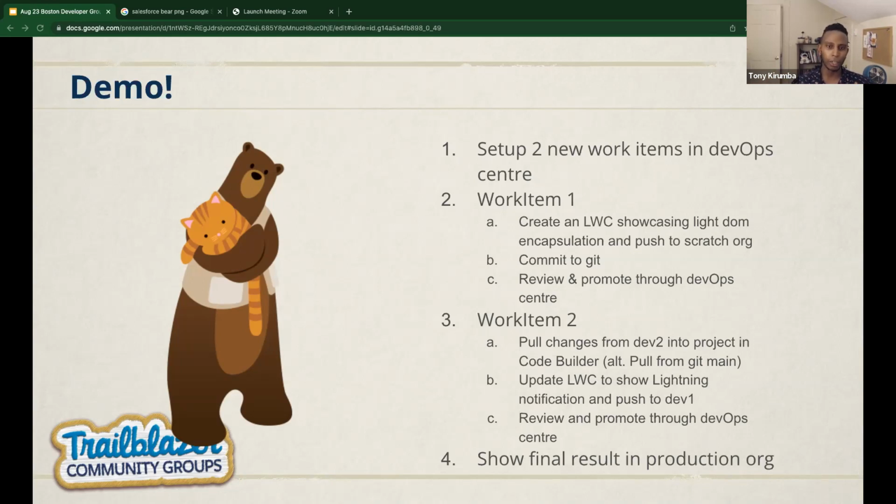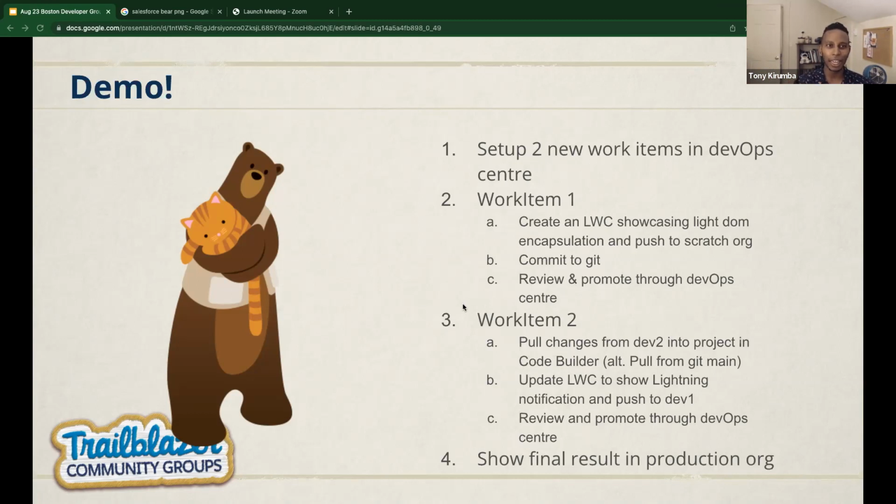For the second work item, we'll again do that, write that code using the Code Builder, and push that to a scratch org, and we'll pull the metadata from the scratch org into the DevOps Center and then continue the pipeline through there. So we'll have one pipeline coming through Git, the other pipeline coming through a scratch org, all of it being pulled through the DevOps Center, and we can show the final result in our production org. So I've run this a couple of times, fingers crossed. Let's see how well it goes.